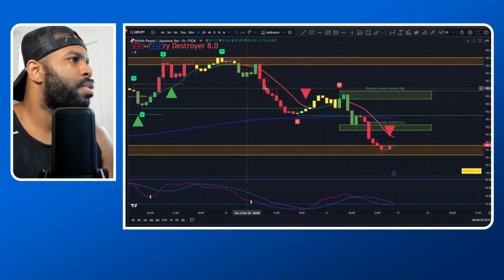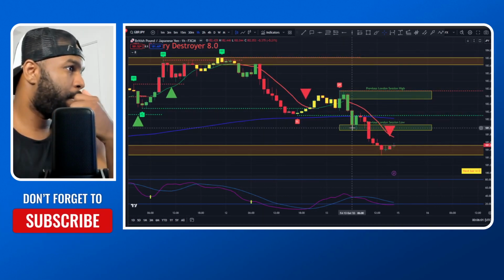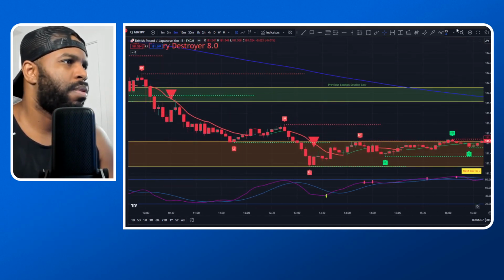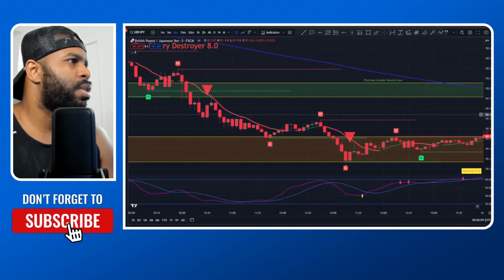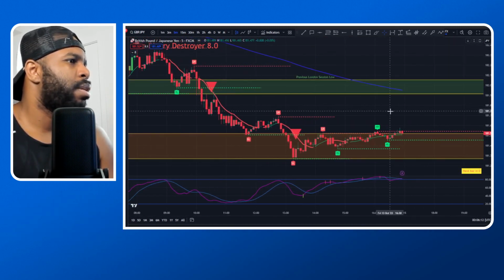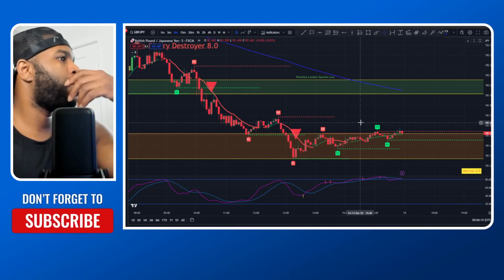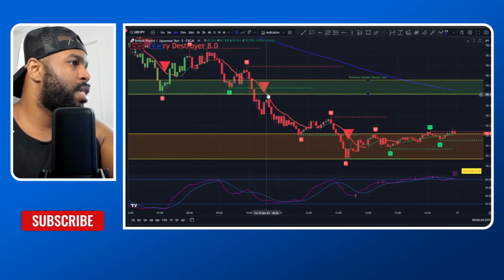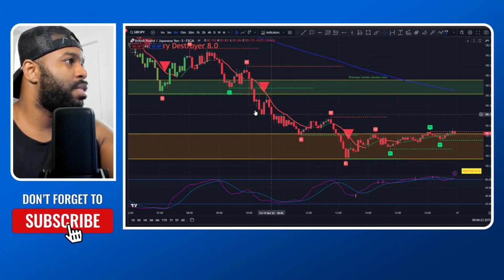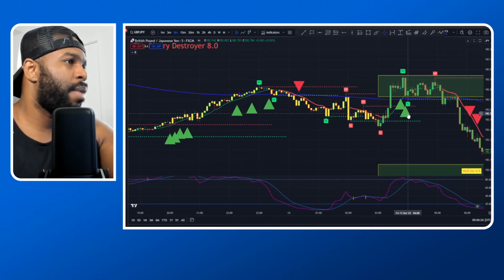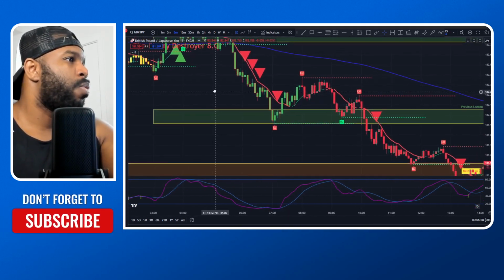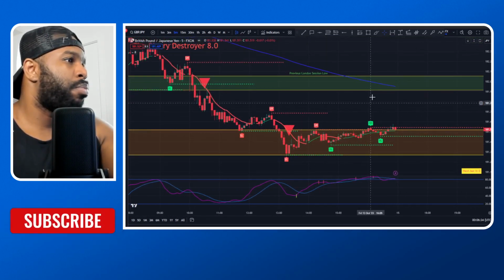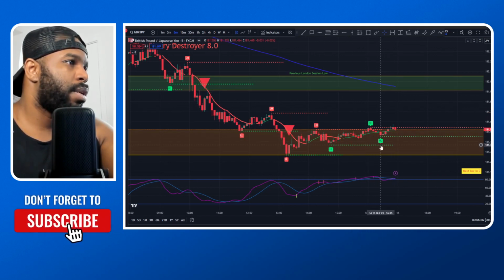So basically, once I have my zones set up, I break it down to the 5 minute, and what I usually do is wait for the indicator to show me arrows. If the arrows are pointing down, that means we're in a downtrend. If we see the arrows pointing up in green, that means it's in an uptrend. So when I get these signals from the indicator, I'm waiting for the pullback into the zone.